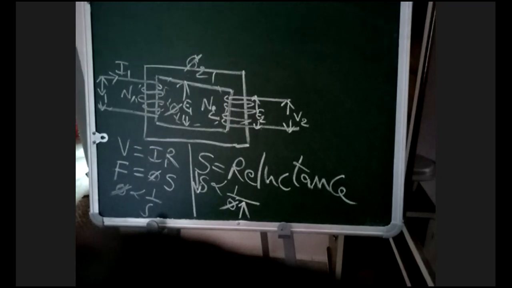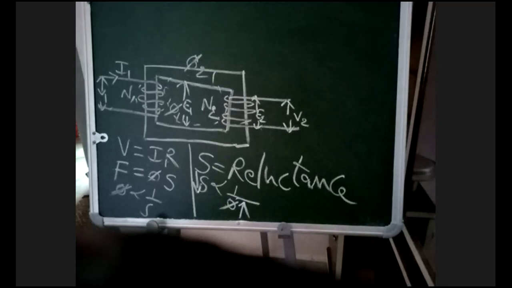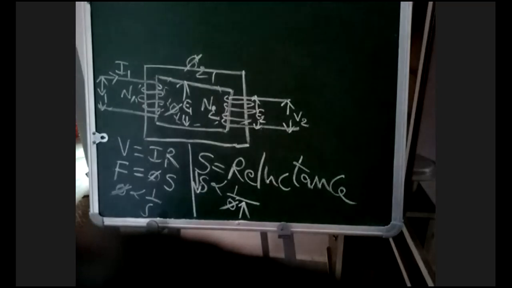Even if you open the transformer in your lab, we can see the core. In the transformer, the core is there. On the core we are placing the windings, primary winding and secondary winding.